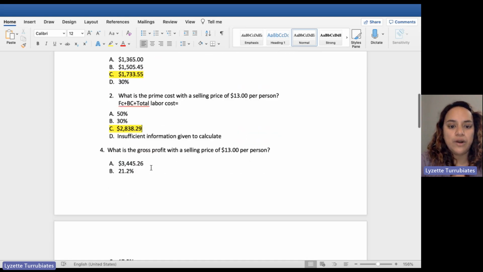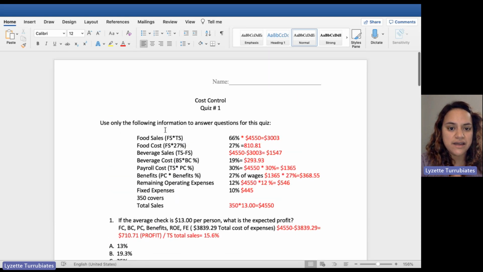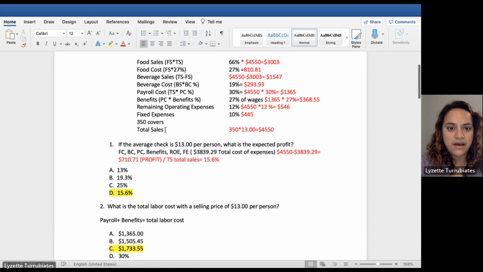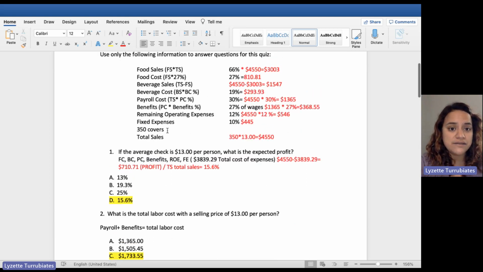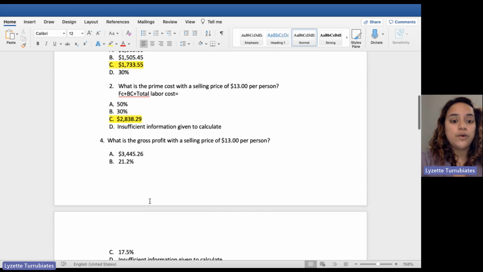And then we're going to figure out what our gross profit is. So gross profit is just total sales minus the total cost of sales. So total cost of sales is going to be what our sales are made up of, right? So our total sales are made up of food sales and beverage sales.